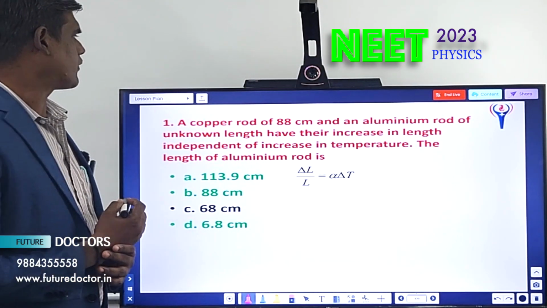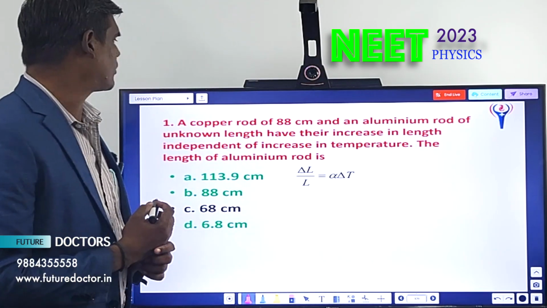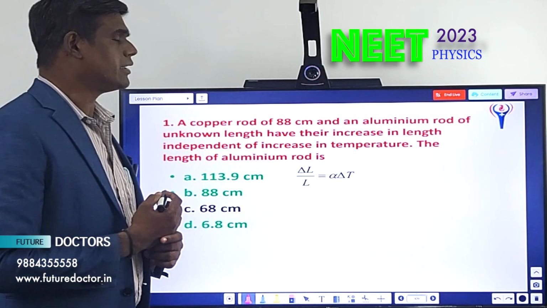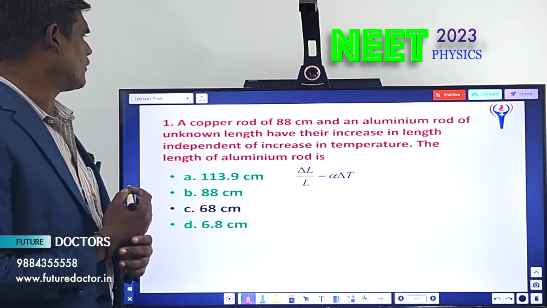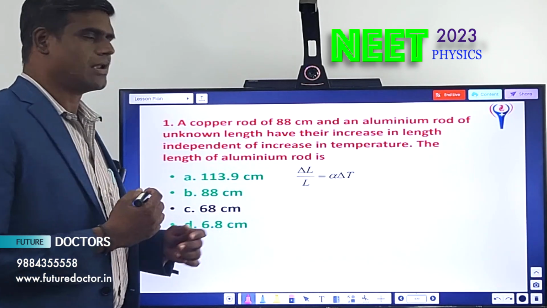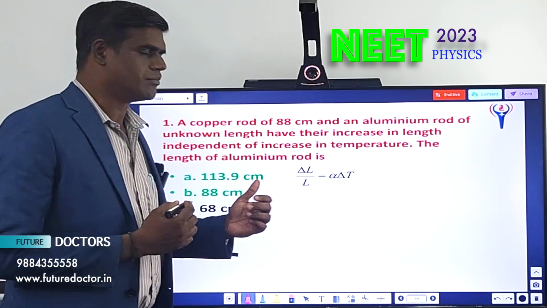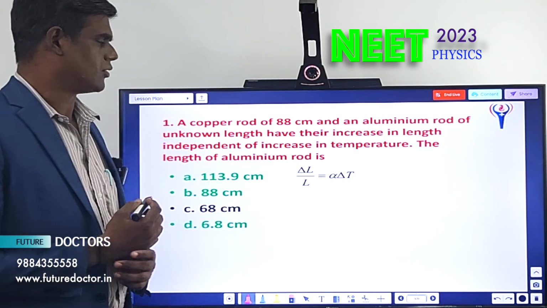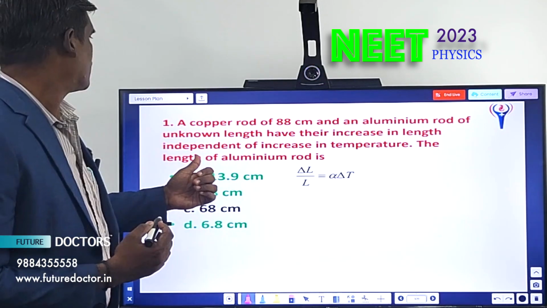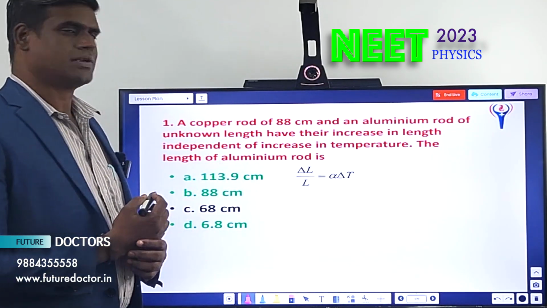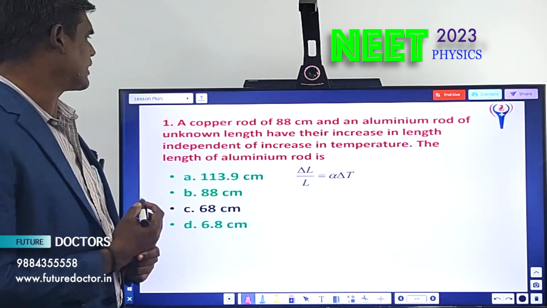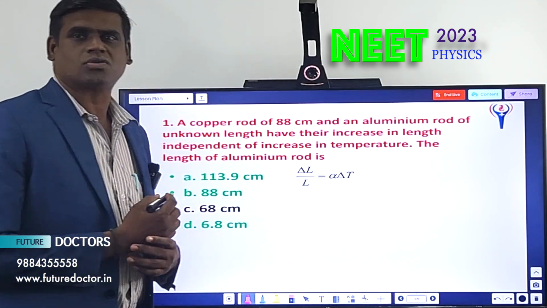A copper rod of 88 cm and an aluminium rod of unknown length have the increase in length independent of increase in temperature. The length of the aluminium rod is dash. The formula is delta L by L equals alpha into delta T. And here, what is the given thing? Independent of increase in temperature means temperature also constant.